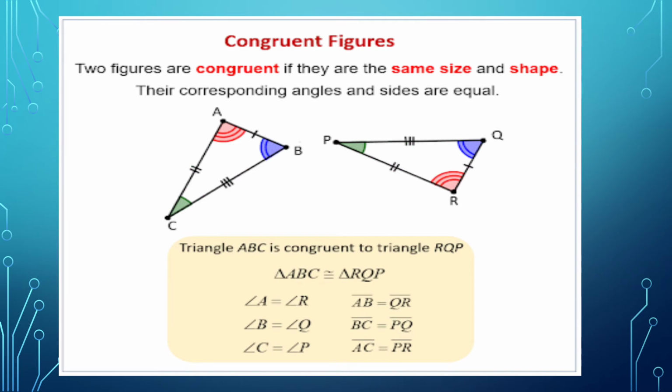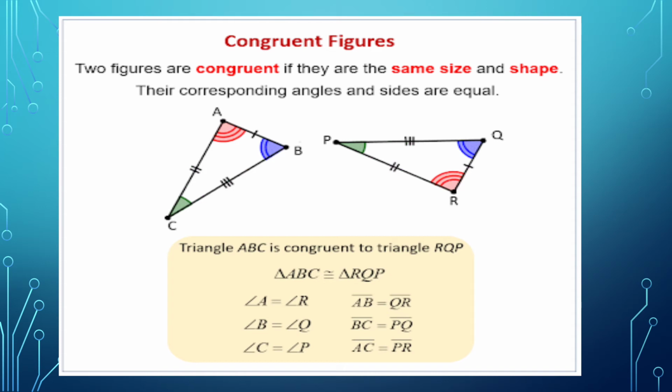Congruent figures: as we already know, two figures are congruent if they have the same size and shape. Their corresponding angles and sides are equal. So here also it is the same thing. Triangle ABC is congruent to triangle RQP. So here also it is the same.